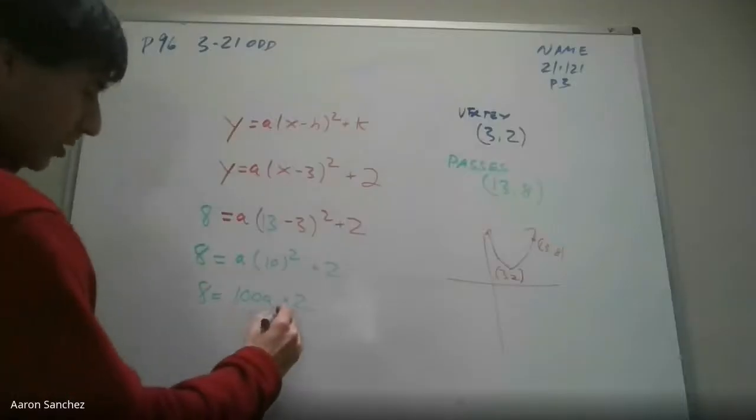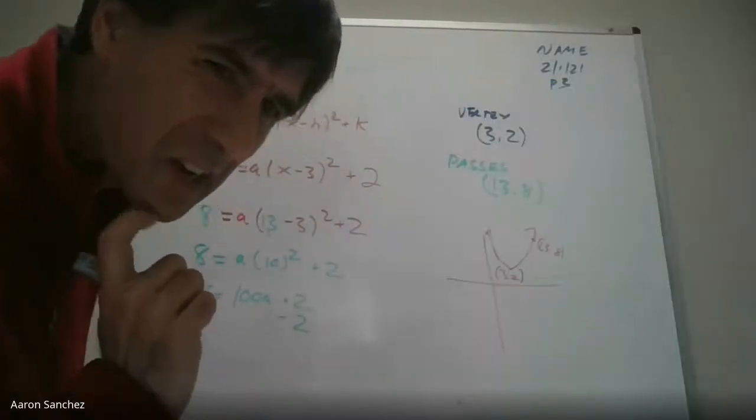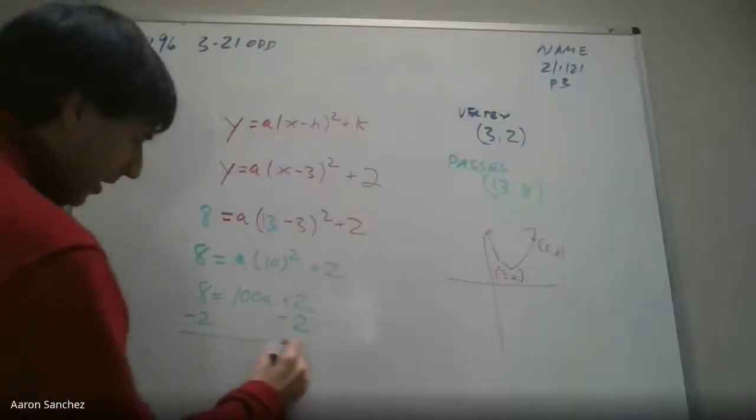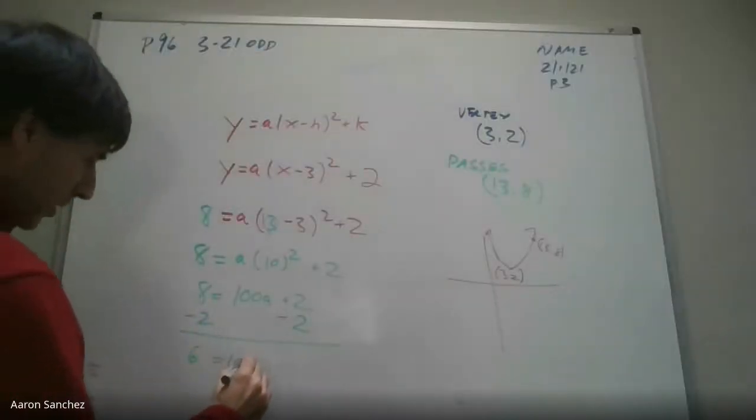The 100. Yes, get rid of the 2. Did you say get rid of 2? No, I said 100. No, I think you said minus 2. Is that what you said? Yeah. All right. Very good. Okay. 8 minus 2 is 6 equals 100A.